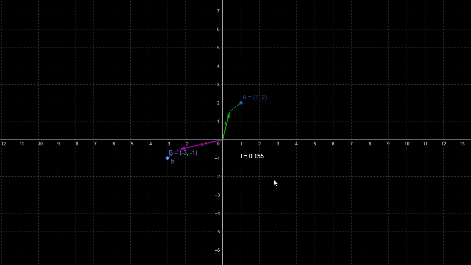All right, so that's how you deal with lines, and it works in 3 space as well. All right, so that's lines. The next big one is circles.